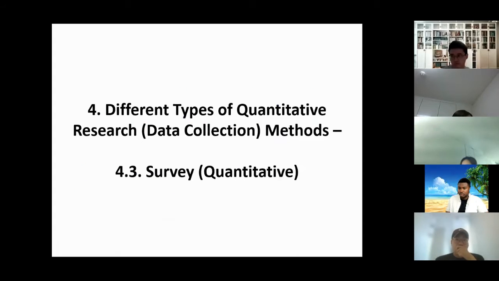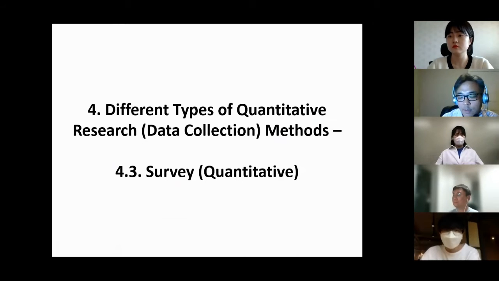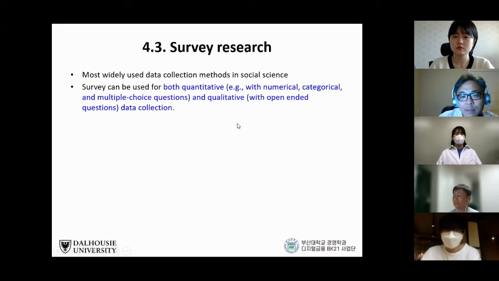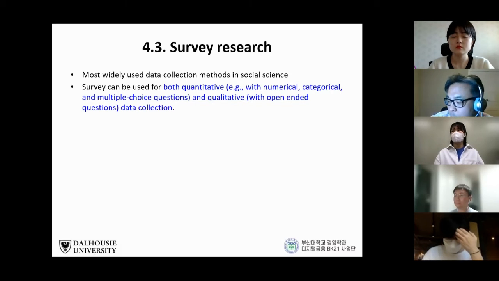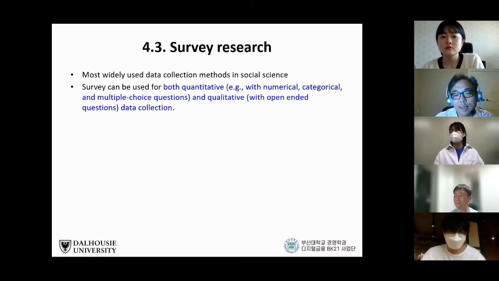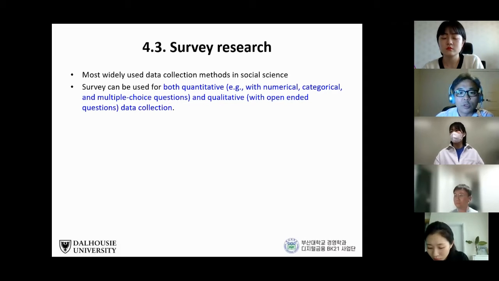Okay, so today we will be talking about quantitative research, focusing on the survey. Yesterday we focused on experiments, and now we'll be talking about survey research. Survey is the most widely used data collection method in social science. It can be used for both quantitative and qualitative research. People very often think that the survey is quantitative research, but not actually, because sometimes we could use open-ended questions with long sentences to collect the data set. And that's qualitative research, okay?